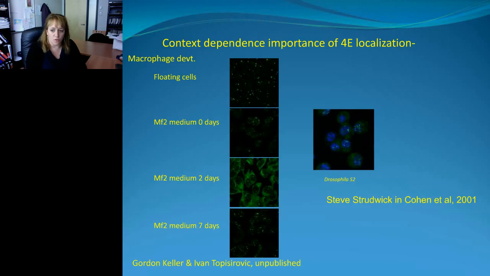4E can actually move between subcellular compartments. So it's sometimes in the nucleus and sometimes in the cytoplasm, as you can see here, where we're looking at 4E movement through the differentiation from embryonic stem cell to macrophage. And we can see here that clearly the localization of 4E is completely altered in this case.